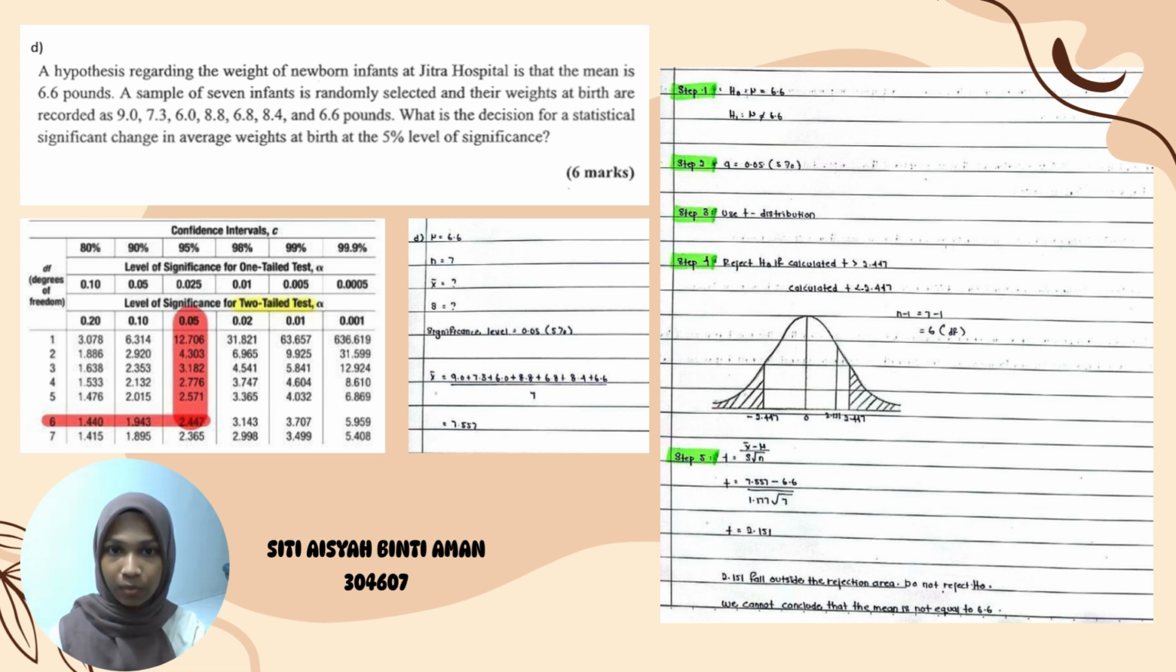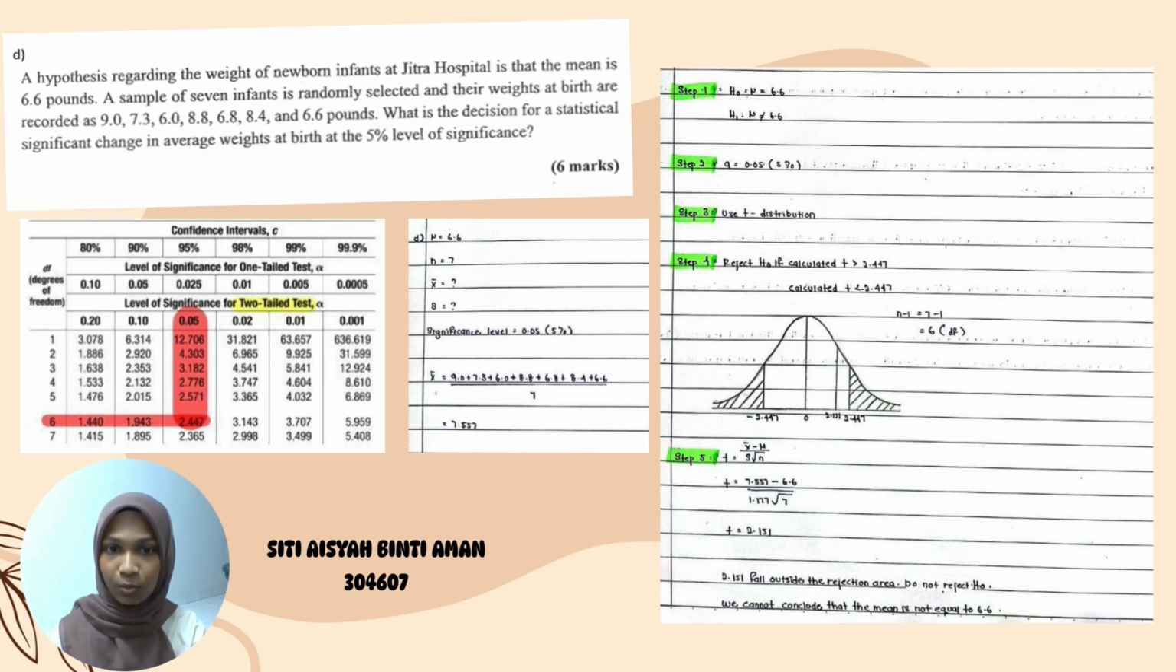And the last step, we need to calculate, make a decision, and interpret the result. We use the t formula and substitute all the information that we get from the question, and we will get that the t-value is 2.151. Next, we make the decision by comparing the calculated t-value with the critical value. Since 2.151 is less than 2.447, the value falls outside the rejection area. Do not reject the null hypothesis, so we cannot conclude that the mean is not equal to 6.6.